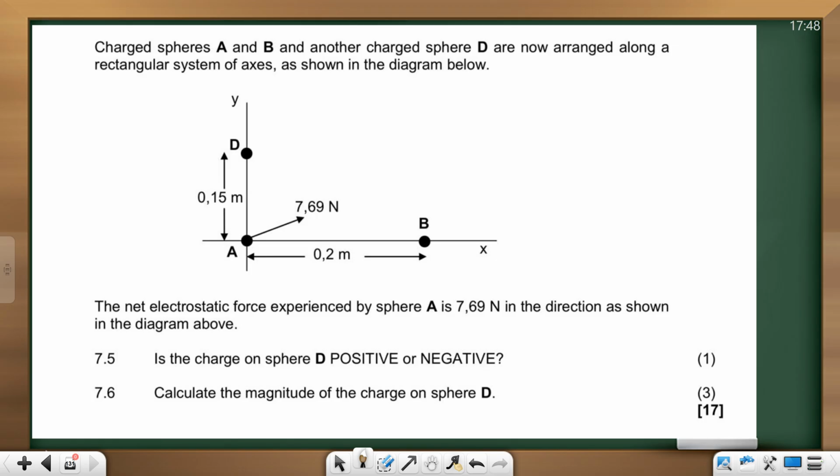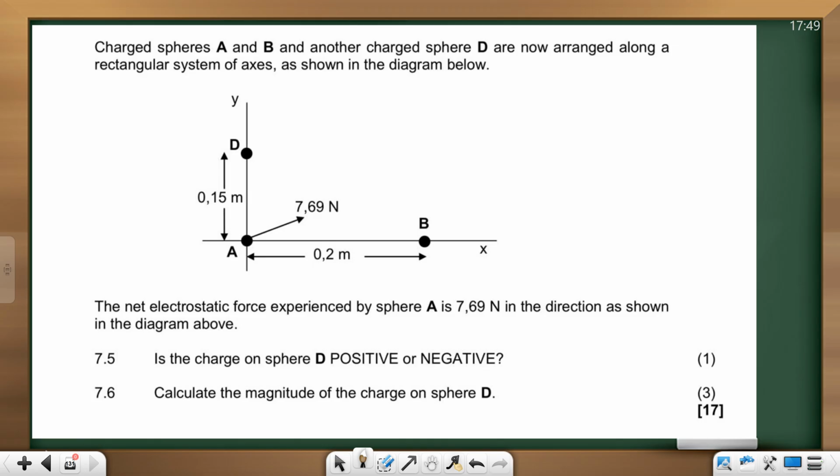Charges A and B and another charge D, I know the diagram may look a bit scary, are now arranged along a rectangular system of axes, as shown in the diagram below. But wait, this question is a continuation from a question that we don't have. Can you see the word "now"? It means it's a continuation from somewhere. The net electrostatic force experienced by A is 4,69 in the direction as shown in the diagram.